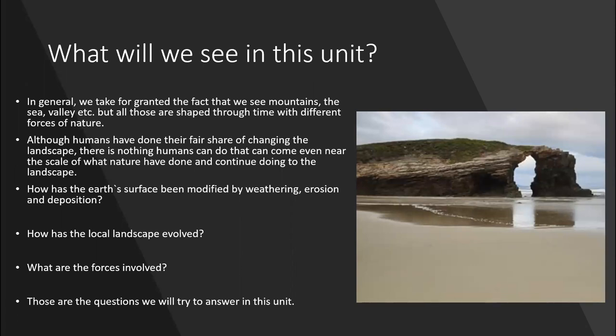Well, in general, we take for granted the fact that we see mountains, sea, valleys, etc. But all those are shaped through time with different forces of nature. Although humans have done their fair share of changing the landscape, there is nothing humans can do that can come even near the scale of what nature has done and continues doing to the landscape. So how has the Earth's surface been modified by weathering, erosion, and deposition? This is a question we'll be asking.